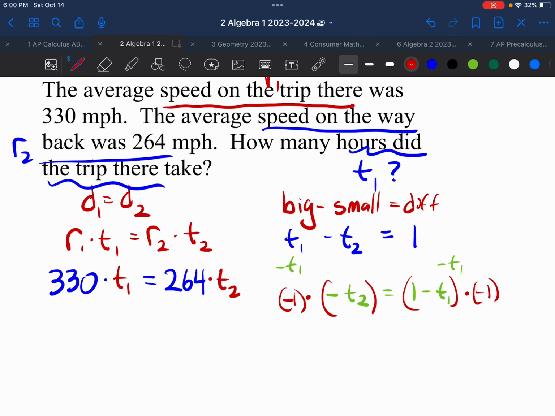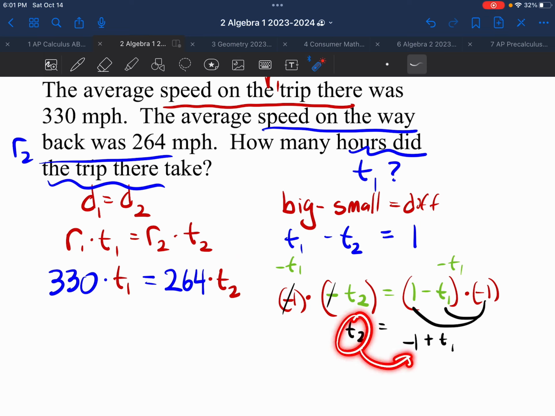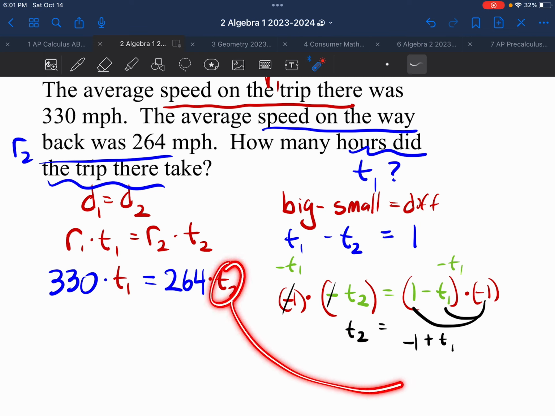When I do that, this negative and negative will cancel out, leaving me with T2, which is going to be equal to, and you have to be very careful here, you're multiplying the entire right-hand side by a negative 1, which means you're distributing negative 1 into each of these. You're going to get a negative 1 plus T1. And then from there, you could do substitution and say, hey, if this T2 is negative 1 plus T1, then this T2 is also negative 1 plus T1, and then do the substitution and be basically done. That would be the clever way.